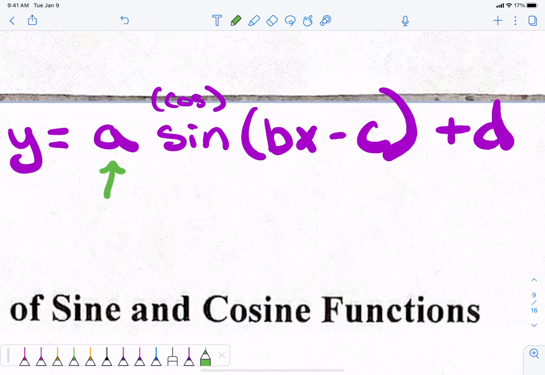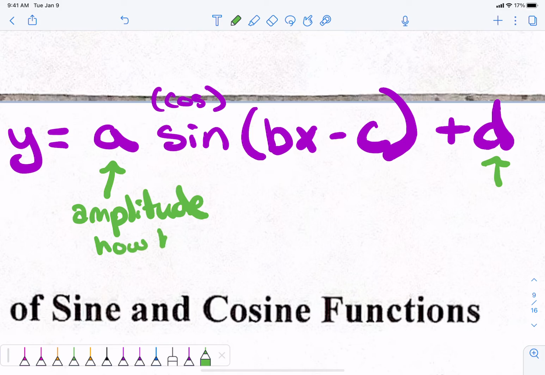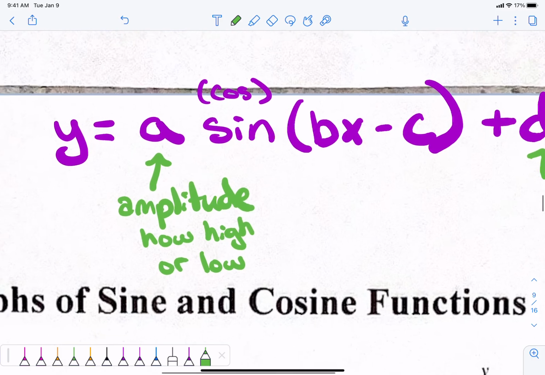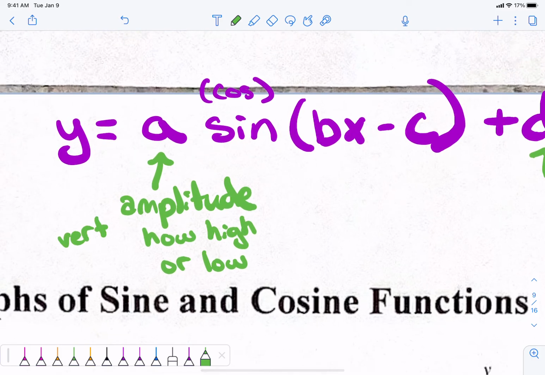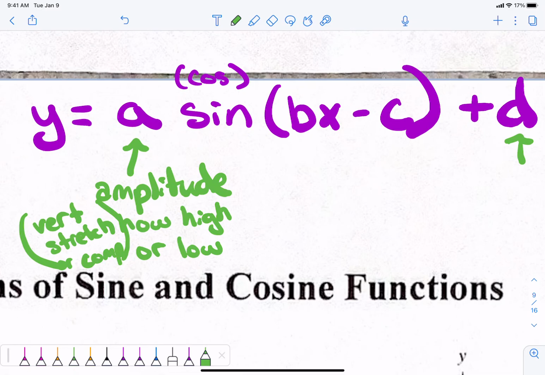So the A and the D, these are the easy ones. Those are the easiest things. A tells you what the amplitude is. The amplitude is how high it goes and how low it goes. In other words, it is a vertical stretch or compression. It tells you how high or low it goes.